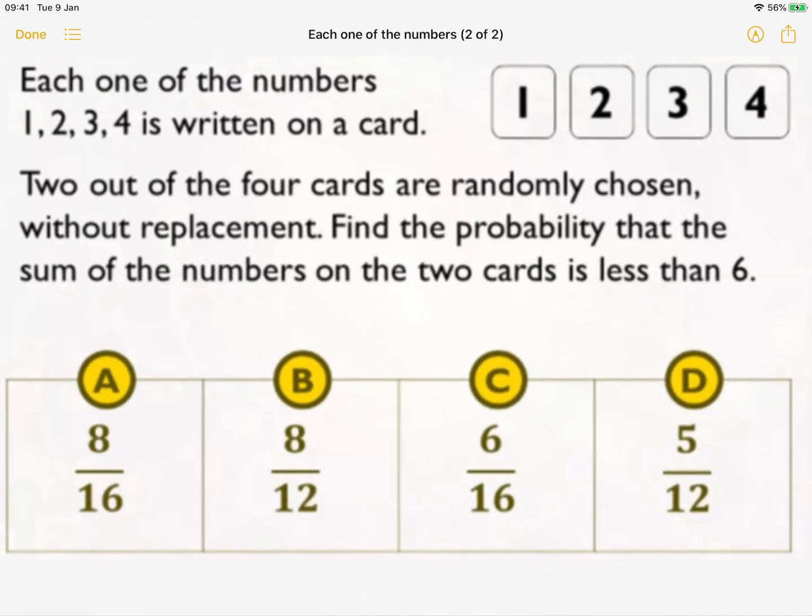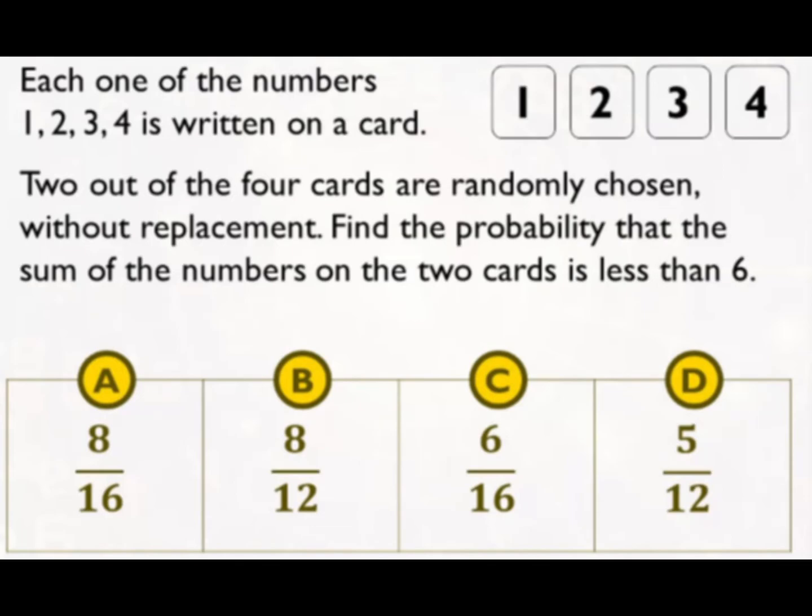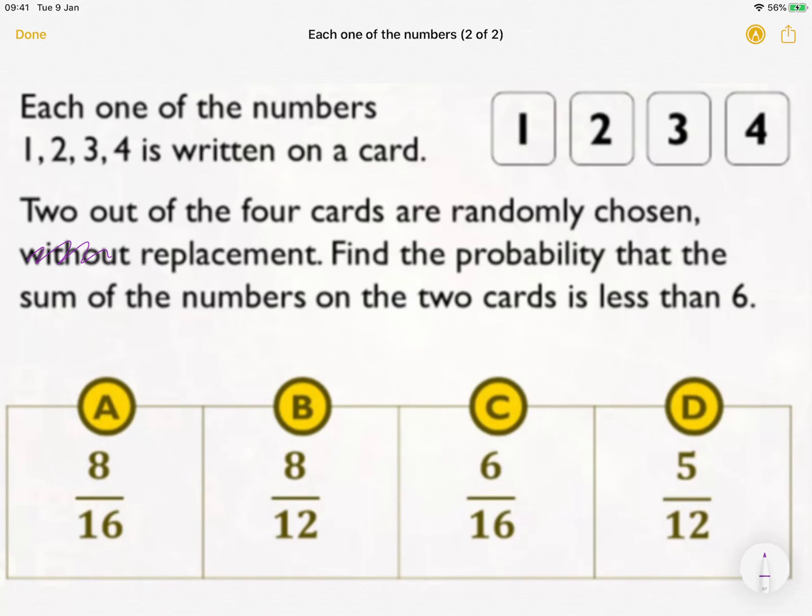Right, each one of the numbers 1, 2, 3, 4 is written on a card. 2 out of the 4 cards are randomly chosen without replacement. So that means that... let's change this actually to with replacement, because that makes it a question which we haven't done yet. So with that now, have a go at this question again. Or just sort of see it as you're picking 2 cards. Let's just completely cross out that sentence. You're just picking 2 cards at the same time.